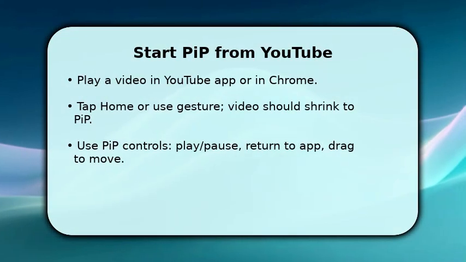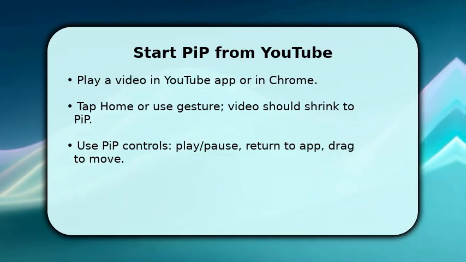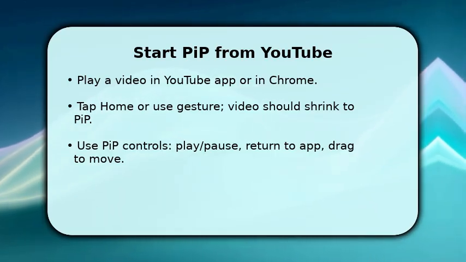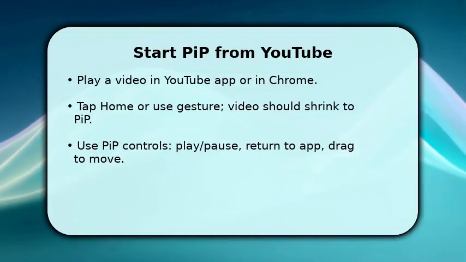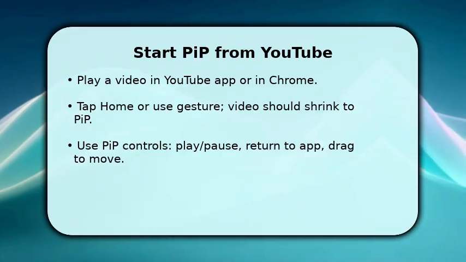You play a video and trigger PiP by leaving the YouTube app, pressing home or swiping up, and the video should shrink into a floating window. If you use gestures, perform the usual home gesture. On some Motorola models, pressing home twice or using the Recent Apps button also works.